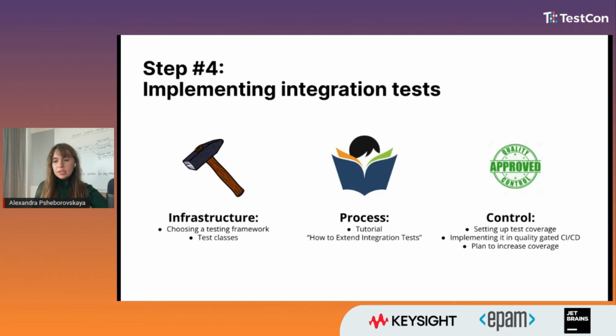The second step is to build the process for expanding integration tests and specifying the circumstances in which we want to expand and use different sets of scenarios. The third step is implementing test control and implementing the automatic maintenance of a good degree of coverage and test stability.